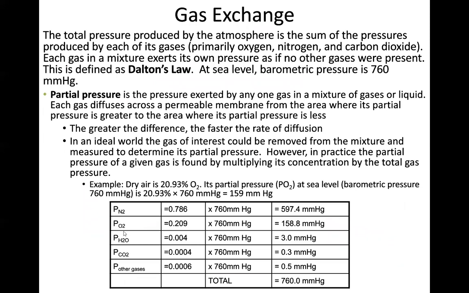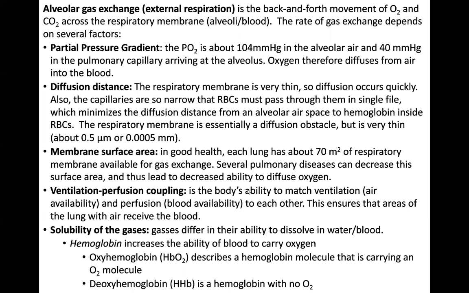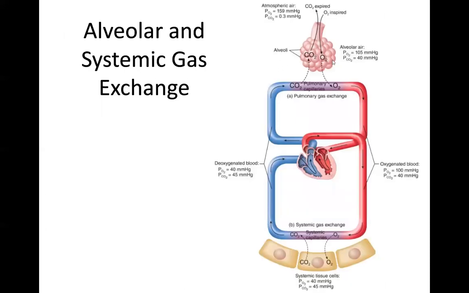The partial pressure of oxygen at sea level is about 159. In our alveoli, PO2 is about 104 millimeters of mercury. It's about 40 millimeters of mercury in our pulmonary capillaries arriving at the alveoli. 104 is significantly higher than 40, correct? So where's it going to go? Oxygen goes from high to low, and therefore oxygen is going to easily diffuse from our alveolar air into the blood, which is shown right here.